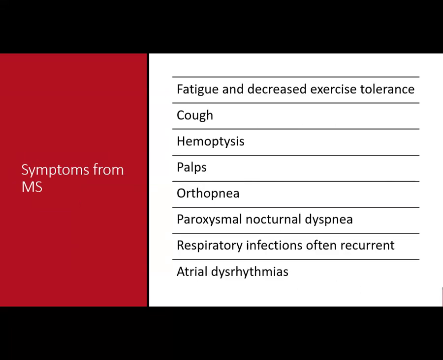Some of your symptoms can be fatigue, decreased exercise tolerance, cough, hemoptysis, so coughing up blood, polyps, orthopnea, paroxysmal nocturnal dyspnea, which basically just means at night I'm having difficulty breathing and I wake up in a fit of cough. Respiratory infections are often recurrent, and atrial dysrhythmias.